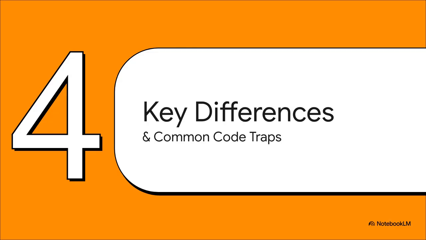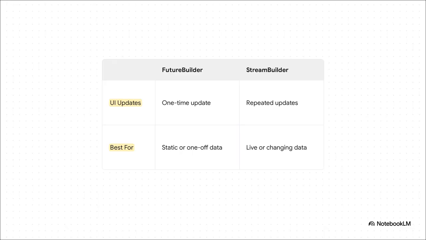Okay, so we've met our two players. Now it's time to put them side by side. And trust me, really getting these differences is what separates clean, performant code from, well, a buggy mess that makes you want to pull your hair out. This little table breaks it all down perfectly.